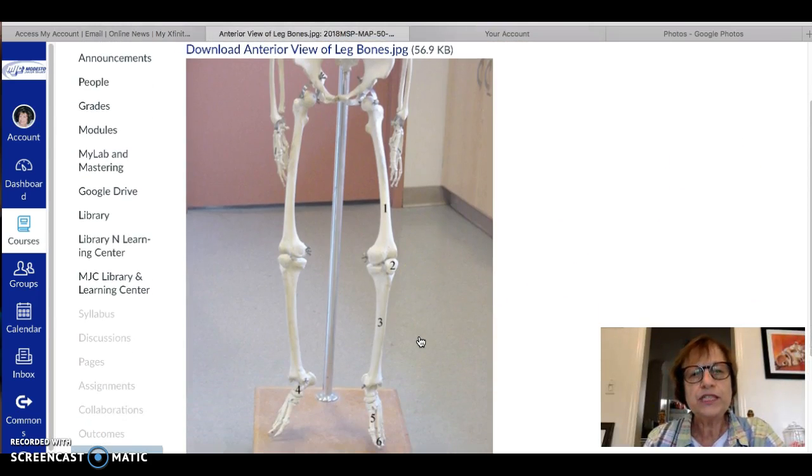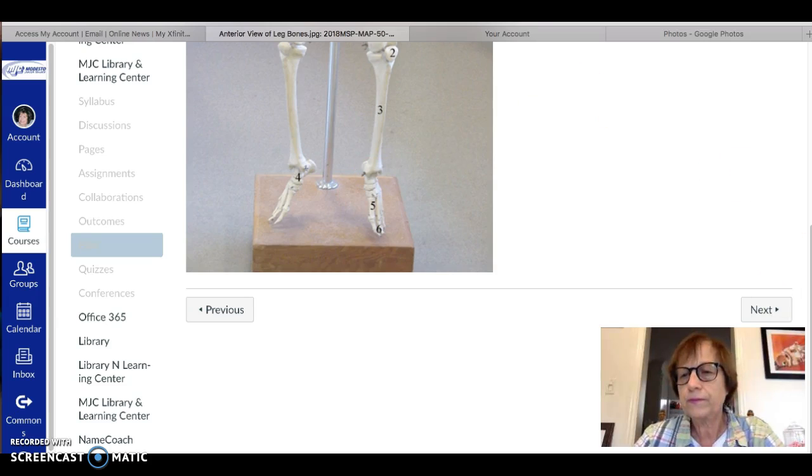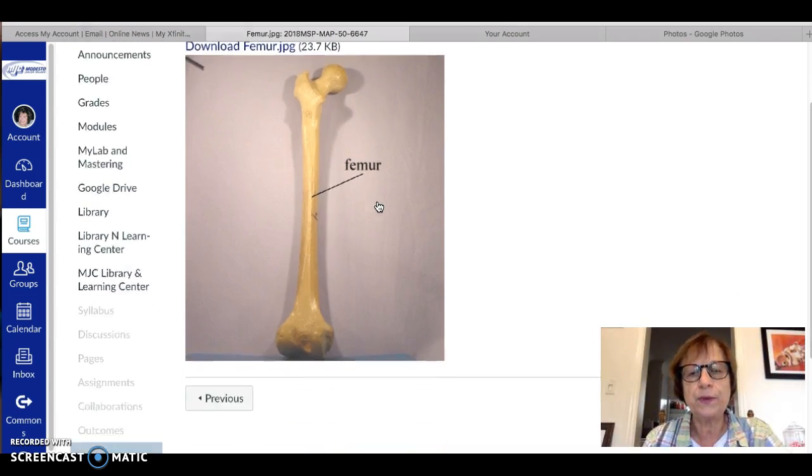You have the bones of the legs. The bones of the trunk are the axial skeleton, and the bones of the arms and legs, pectoral and pelvic girdles are called the appendicular skeleton. The upper leg bone is the femur, and the head of the femur is a ball which fits into a socket in the pelvic bone, and that makes the ball and socket joint at the hip.